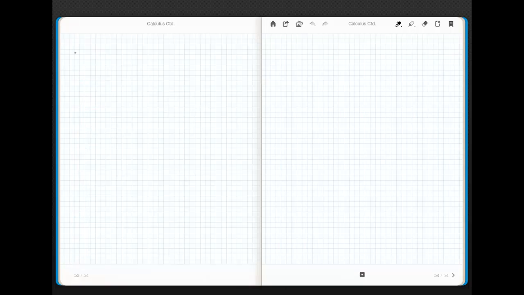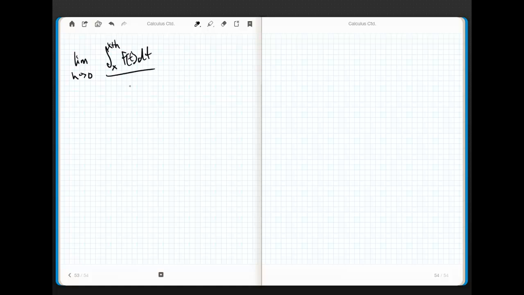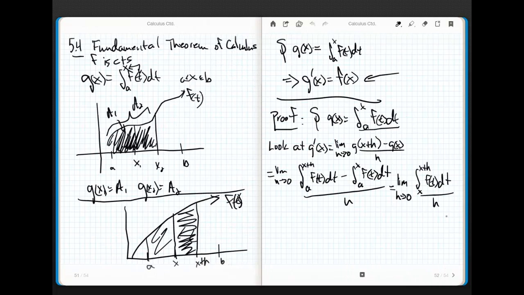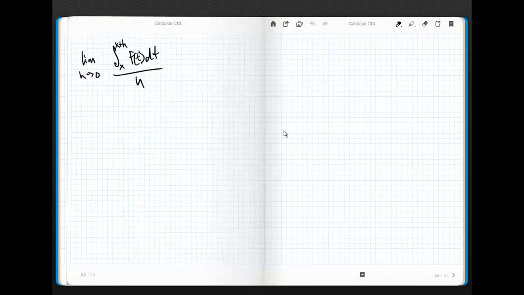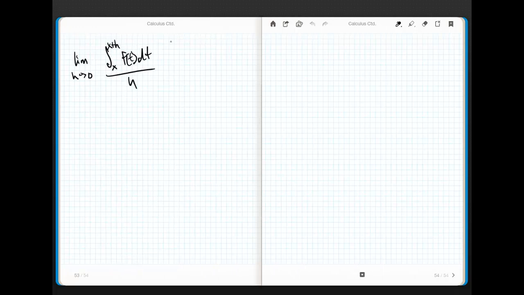I'm going to deal with the limit as h goes to 0 of the integral from x to x plus h of f of t dt all over h. Let's make sure I didn't do something funky over here. Sometimes I get on autopilot. No, I'm golden. All right? And I'm going to show you this graphically.